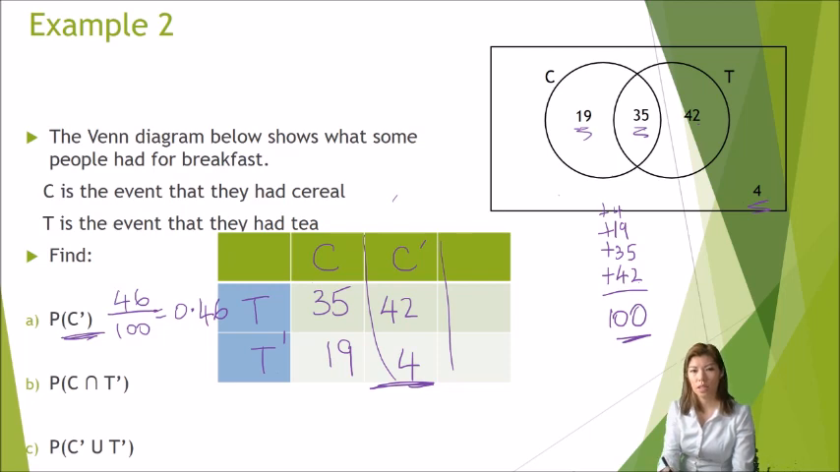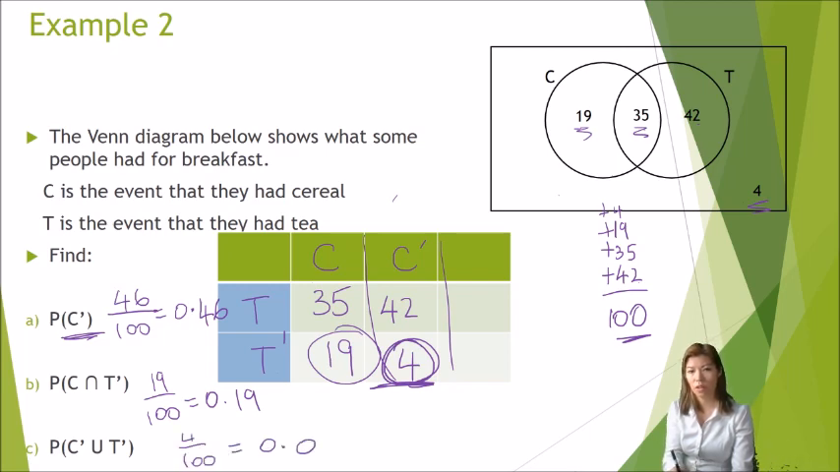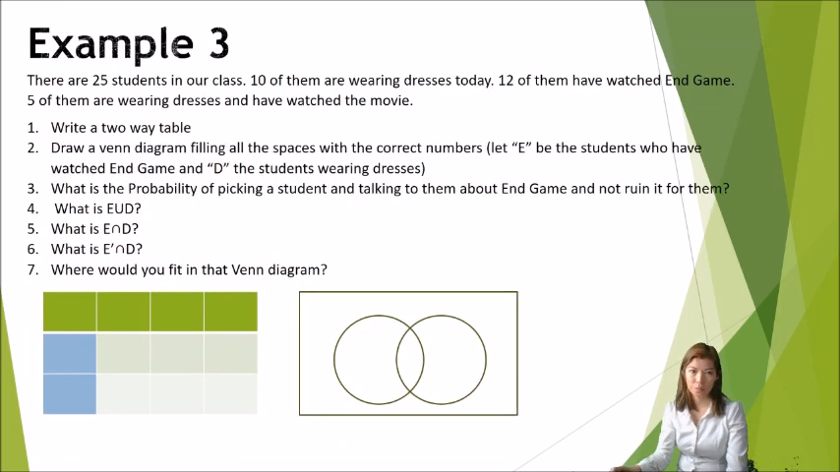What is the probability of C intersect not T? So C intersect not T is 19 over the total, which is 100. And then not C not T is our 4. 4 over 100, which is 0.04. Let's try another example.